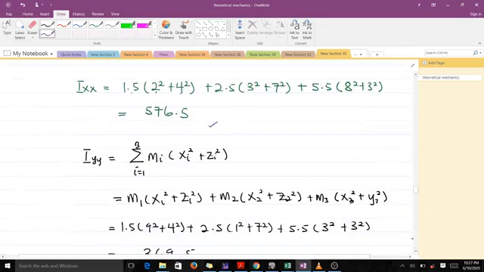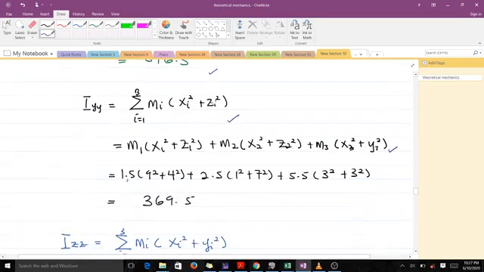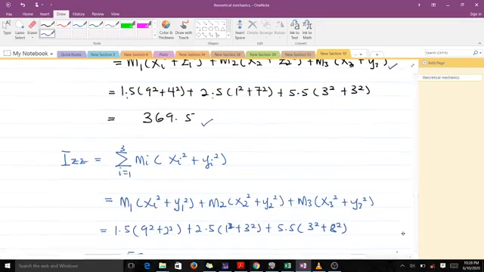So our IYY is still given by this formula here, which, when you expand, of course, it's obvious we get this. So what this means is that for the first particle, the mass is 1.5, so 1.5 times the x part of it, which is 9 squared, plus the z component of the position, which is 4 squared, plus the mass of the second particle. Then we just go on, it follows that routine, and that gives us 369.5. Then we also compute our IZZ using this formula you can see here.